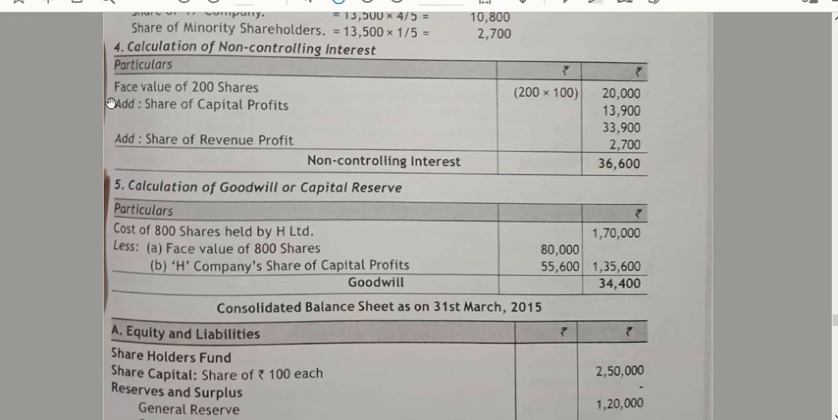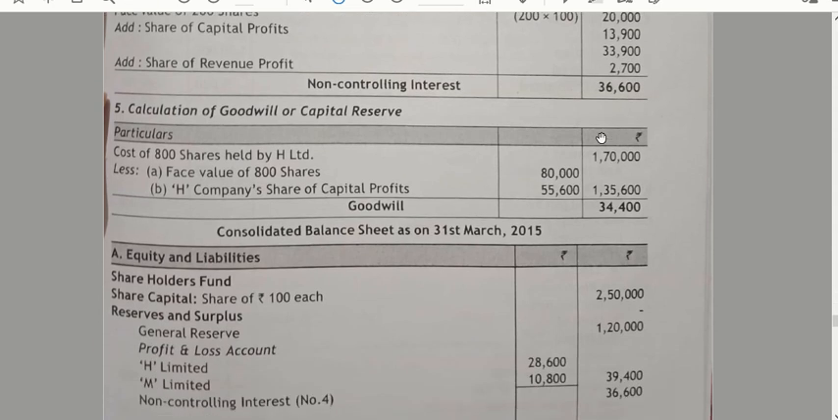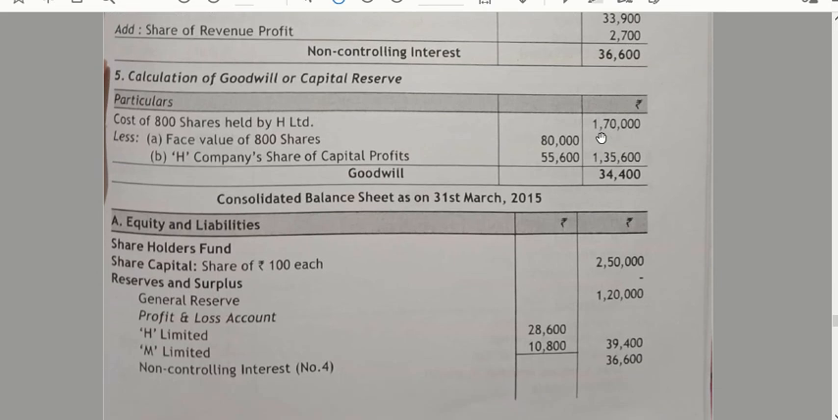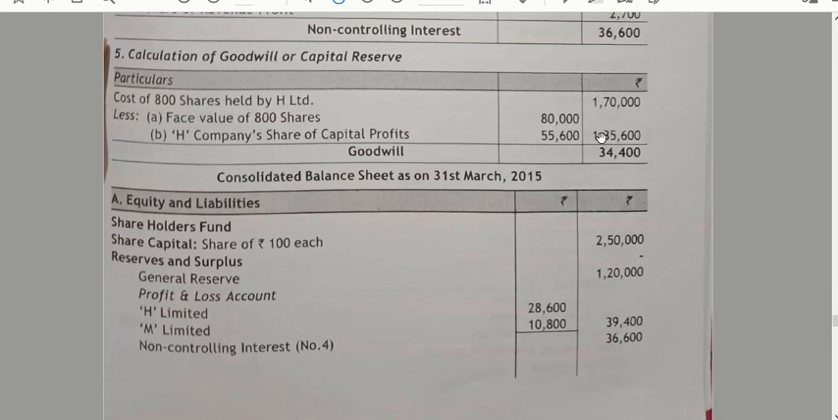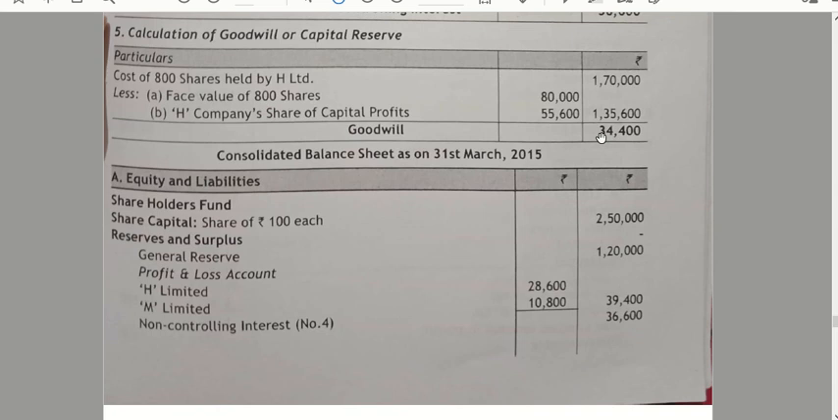Calculation of non-controlling interest. Face value of 200 shares, so 200 into 100, 20,000. Add share of capital profits 13,900. So total is 33,900. In this, add share of revenue profits 2,700. So your non-controlling interest is 36,600.